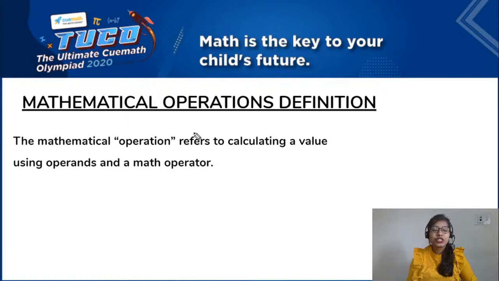The mathematical operation refers to calculating a value using operands and a math operator. These two are very, very important terms: operands and operator. What are these basically? We are going to look into it in the upcoming slides. Please make sure you understand the definition really well. We basically calculate the value of an expression by performing some set of operations, which is known as mathematical operations. But what exactly are operands and what is meant by operator? We are going to get into the details of it very soon.